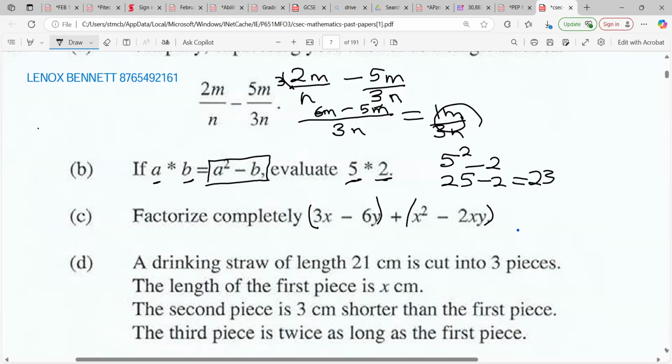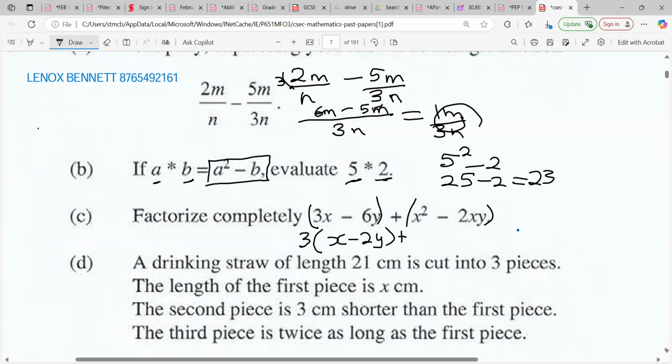So we're going to take out the highest common factor. We think of what number can go into 3 and 6. That would be 3, right? x is not common, and neither is y, because x is in this term but not in this one. So we close our bracket: 3 into 3x leaves x, and 3 into negative 6y leaves minus 2y. All right, put back the plus. Let's look at the next one now.